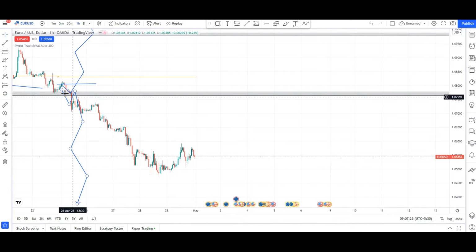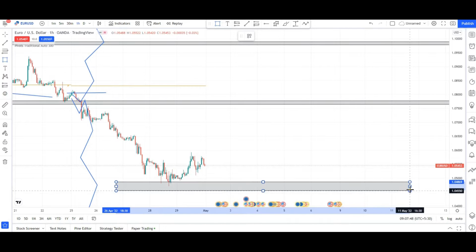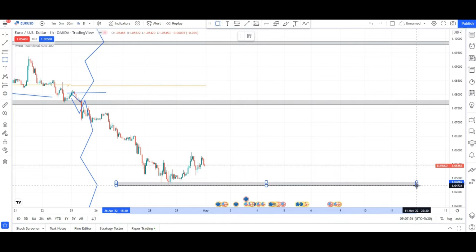So we're going to see the next week forex analysis, how the pairs behave and how you can trade them. First is Euro versus US Dollar. We can see here how what we discussed has happened. All three of our targets have been achieved. This will now act as a support.